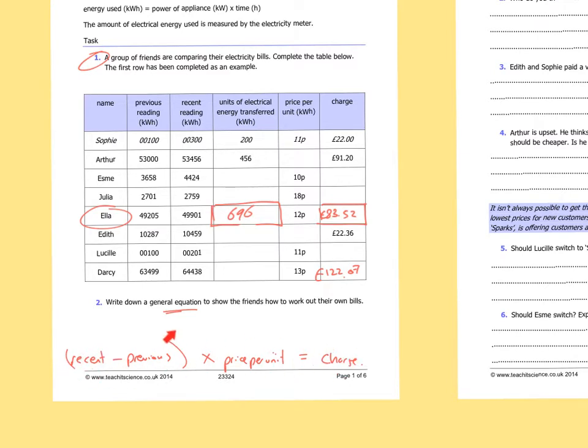Quite a few people didn't make this bit clear, so make sure you're showing that you need to work out the number of units used first, then multiply it by the price per unit. But again, that was actually pretty well answered in most cases.